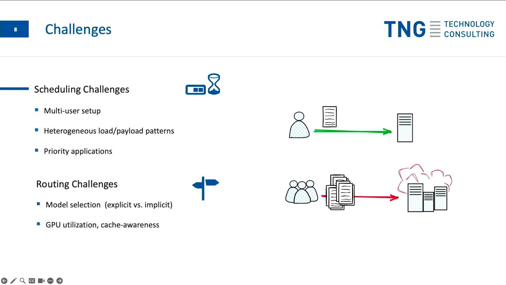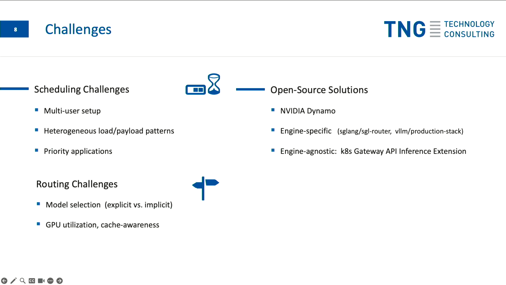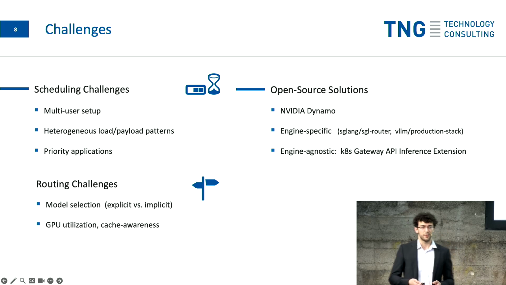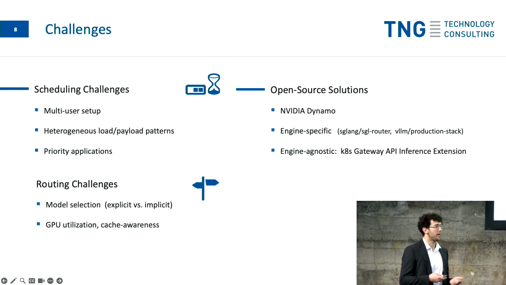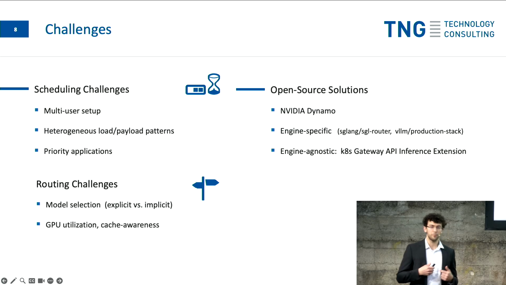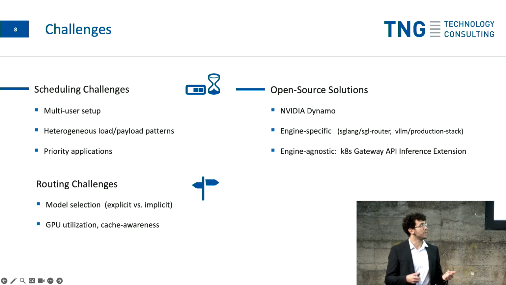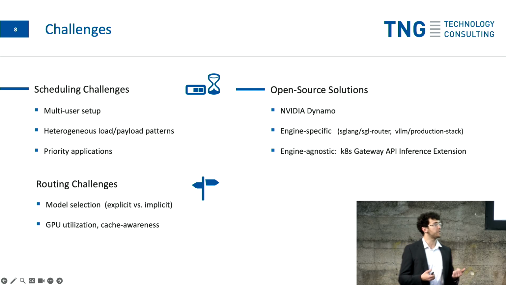You need kind of a distributed cache, or you need to know in the router component how to route your requests so that you can get the highest cache hit rates. There are a few open source solutions, and actually the number is growing month by month. So NVIDIA Dynamo is, for example, a framework that is heavily focused on this distributed inference, and it's heavily optimized for NVIDIA components, of course. Then we have engine-specific frameworks like SGL Router or the vLLM production stack. But what I find particularly interesting is what Lucas already mentioned, the engine-agnostic solution, a Kubernetes Gateway API Inference Extension.